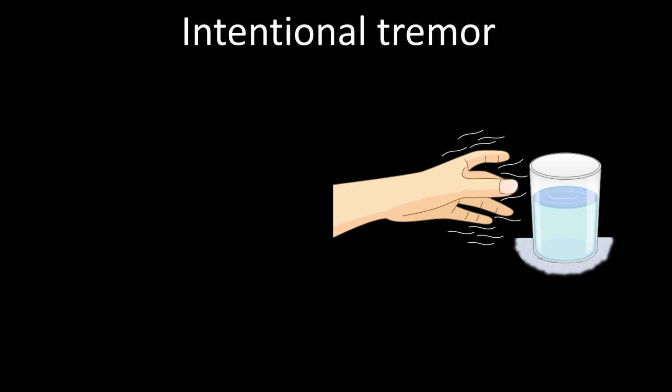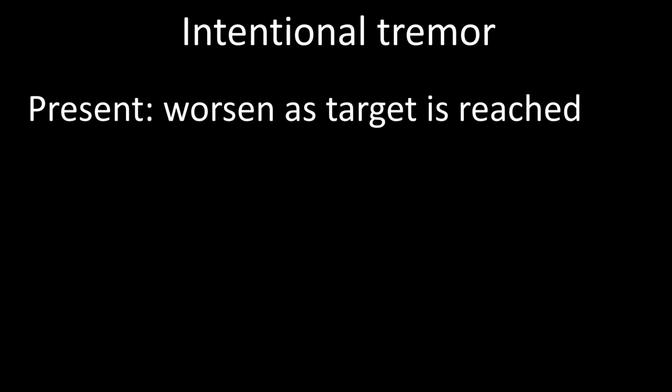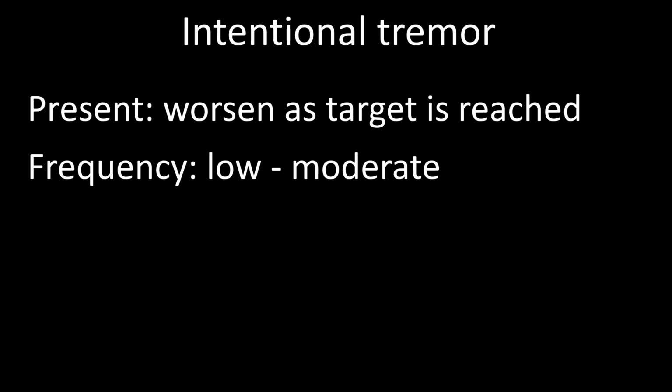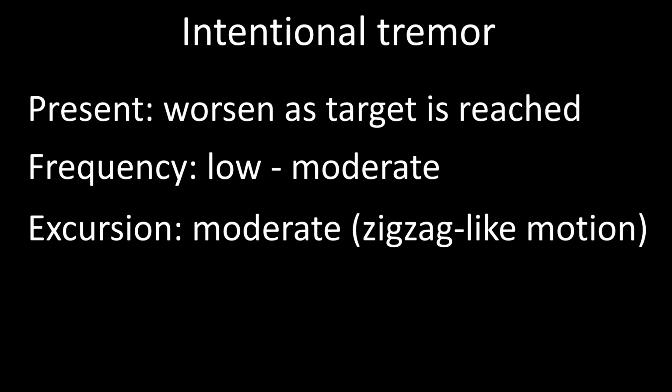degree of intensity of the tremor. Thus, intentional tremor worsens by or is only present as the target is reached. The frequency of oscillation of intentional tremor is initially low, but increases as the hand gets closer to the target. The excursion of the oscillation is moderate, especially as the target is reached.